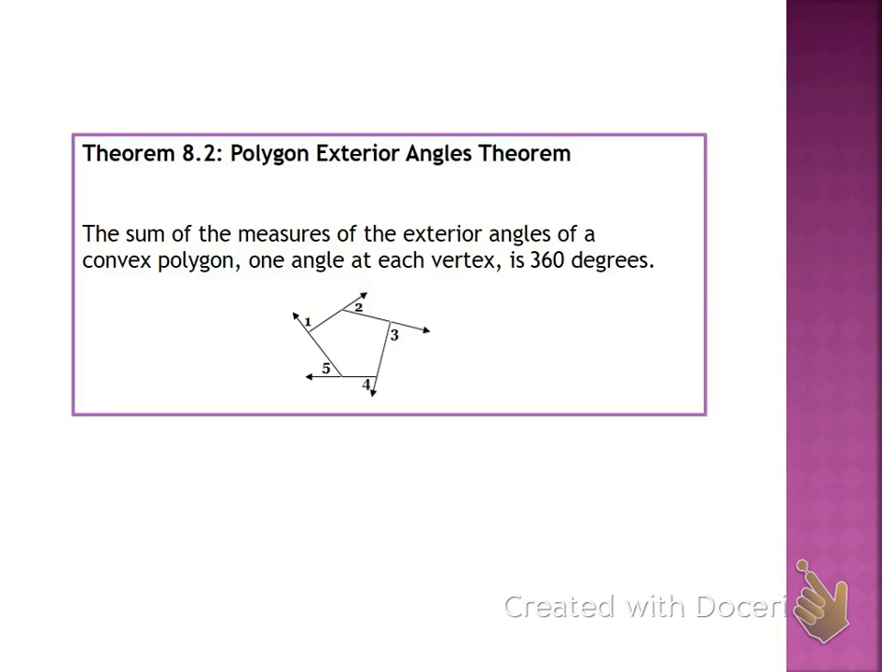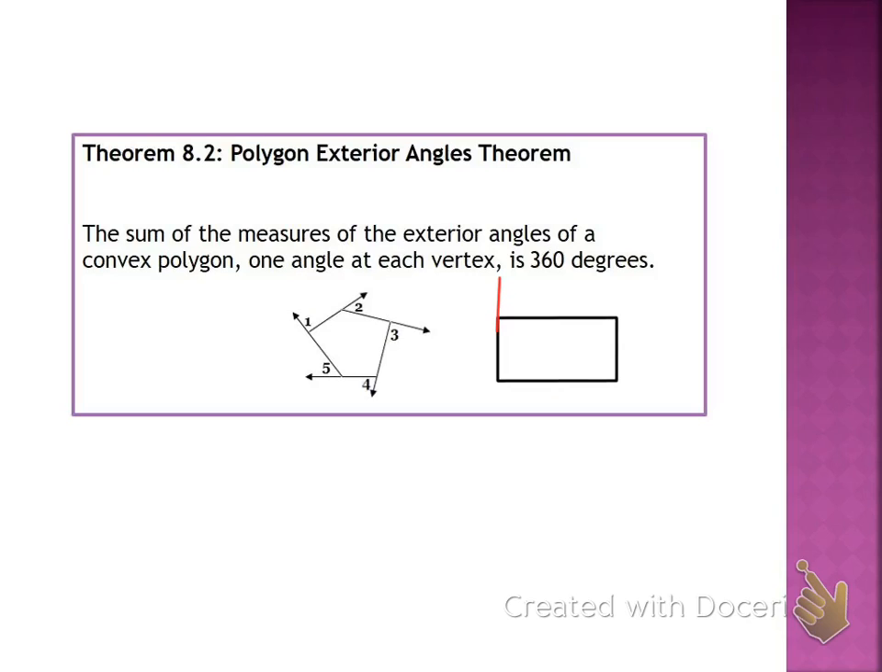So that means it does not matter how many sides there are. You're always going to end up with an exterior angle sum of 360 as long as it is convex. So they showed us a pentagon here. It would probably be pretty obvious if we did it with a quadrilateral like a rectangle.